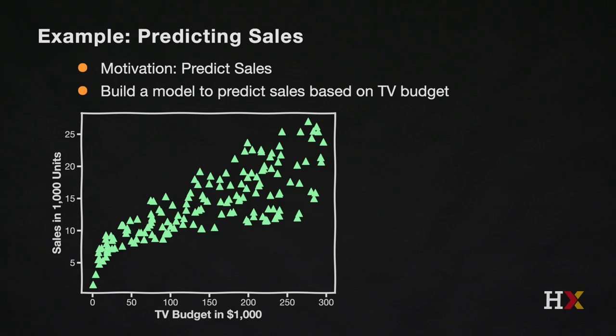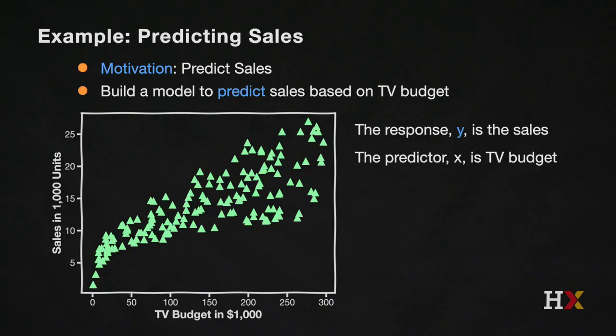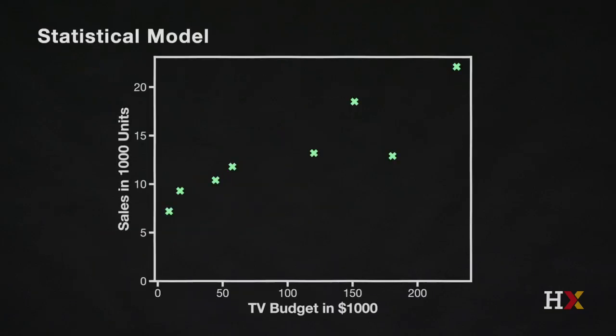Let's go back to our data now. We have again sales versus TV budget, and in the plot you see all the observations we have, all 200 of them. Our motivation here is to predict sales. We want to build a model to predict sales from TV budget. To connect to what we said before, the response variable y is the sales, and the predictor x is the TV budget. To simplify things, I only pick 8 points, and we have again on the x-axis the TV budget in thousands of dollars and the sales in thousands. The x will be my predictor, the y sales will be my response variable.